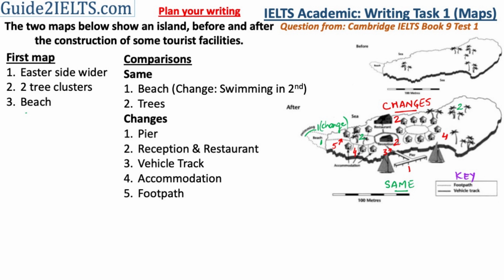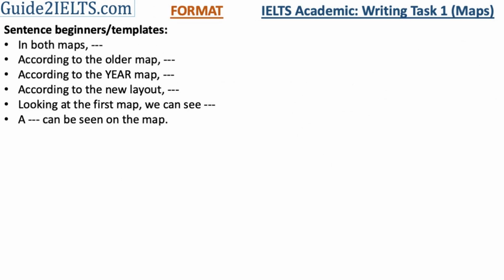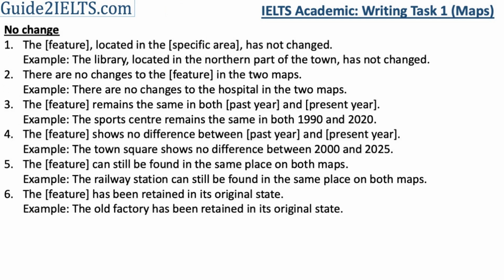These are some phrases that you can write to begin these sentences. You can start your sentences with looking at the first map we can see, or according to the older map, or according to the map of this year, to write that something has remained unchanged in the two maps. These are some of the sentence templates that you can use.